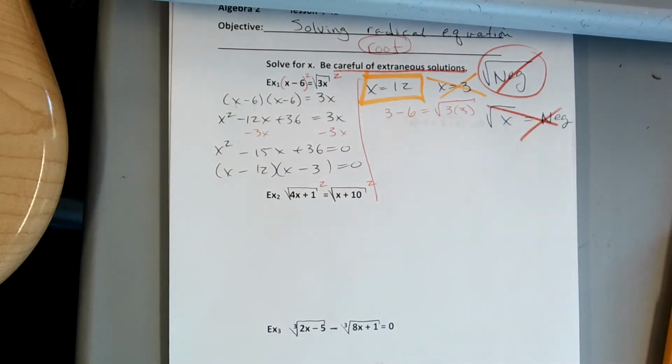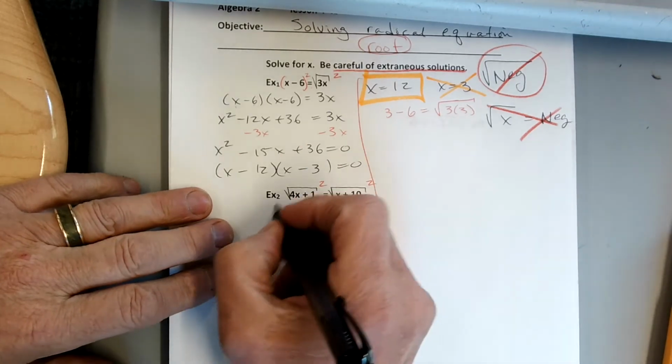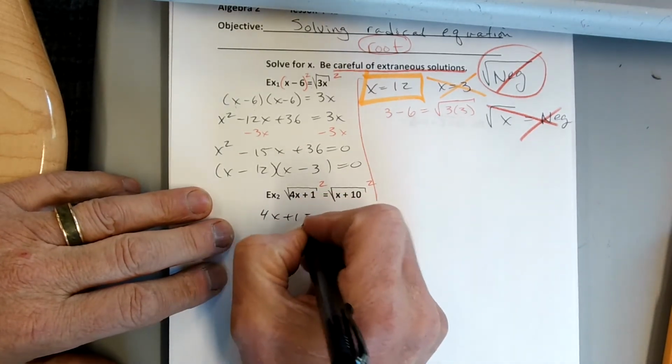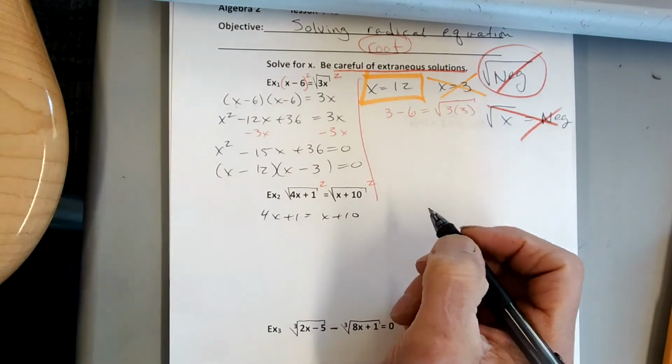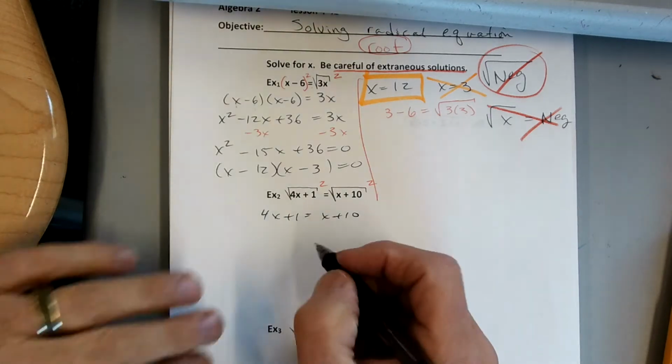Does that make sense? So if you square both sides, you get rid of the square on both sides, so you get 4x plus 1 equals x plus 10. These are easy, huh? Looked hard, but it's not hard at all. So square it, get rid of the square root, and then I'm going to solve.